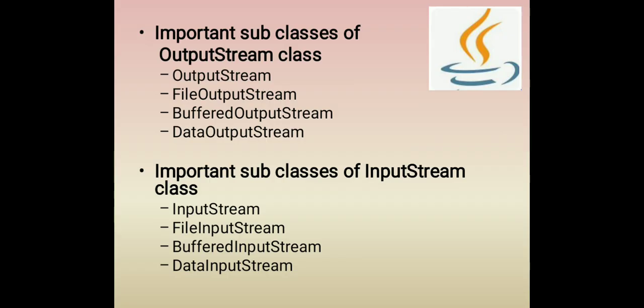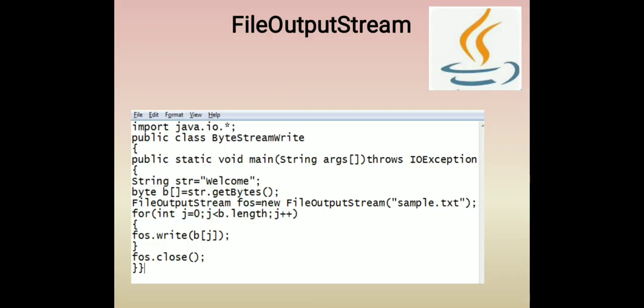So these are the subclasses of output stream and input stream classes. The subclasses of the output stream class are output stream, file output stream, buffered output stream, and data output stream. And those of the input stream class are input stream, file input stream, buffered input stream and data input stream. So in the previous slide we saw the methods of the classes, and in this slide we have seen the subclasses of the output stream and input stream classes, right? In the upcoming slides we are going to see two main classes as I told you earlier: file output stream and file input stream class, then file reader and file writer class.